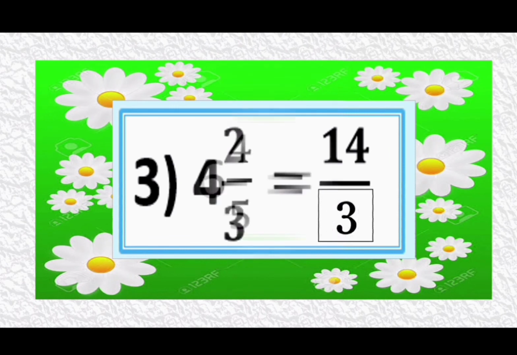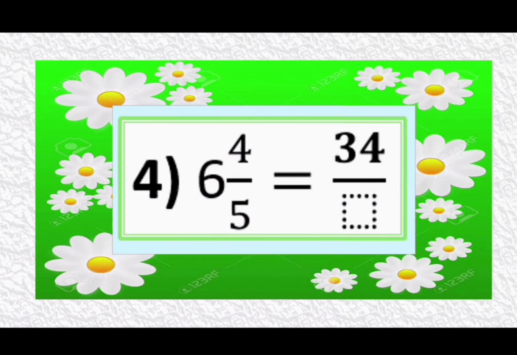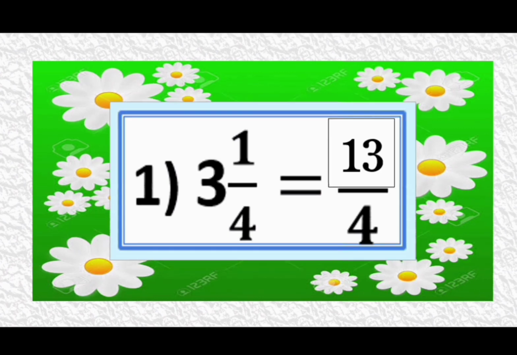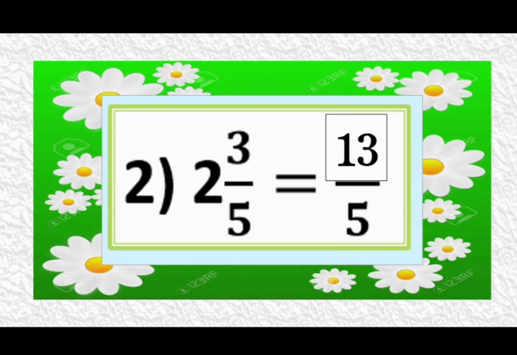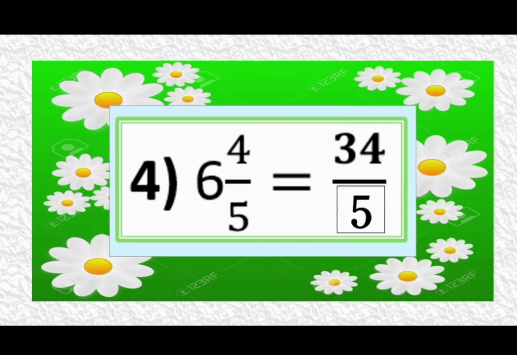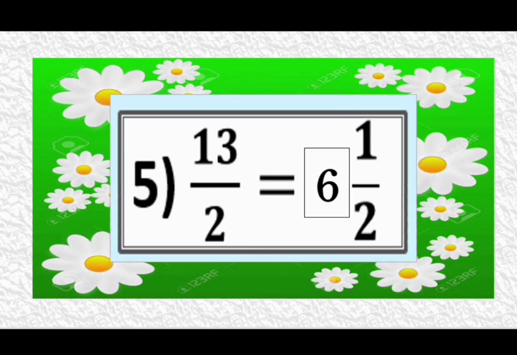The answer for number 4 is... Okay, the answer is 5. And for the last number, the answer is 6. So let us read. 3 1/4 is equal to 13/4. 2 3/5 is equal to 13/5. 4 2/3 is equal to 14/3. 6 4/5 is equal to 34/5. 13/2 is equal to 6 1/2.